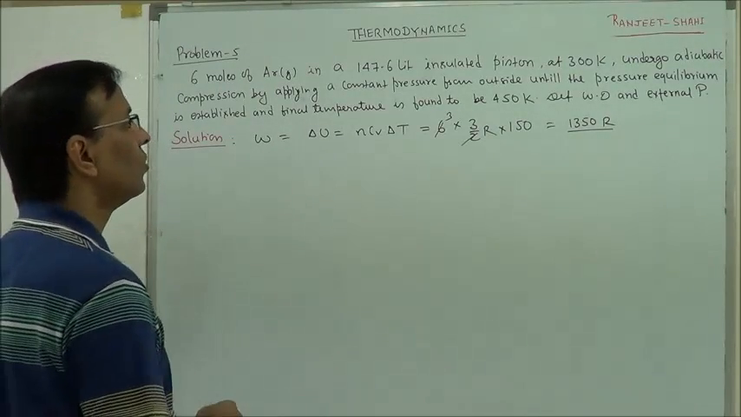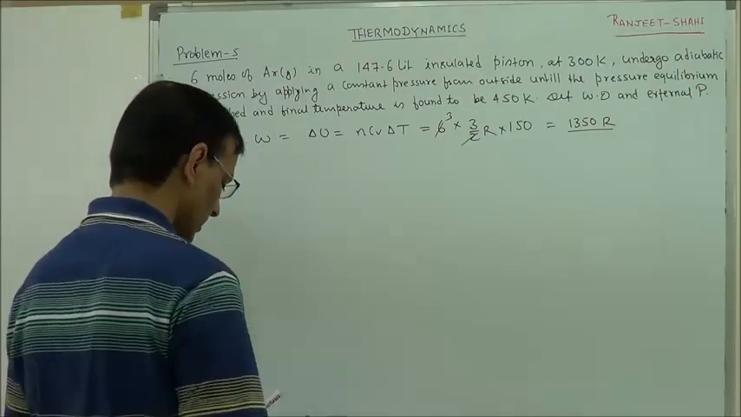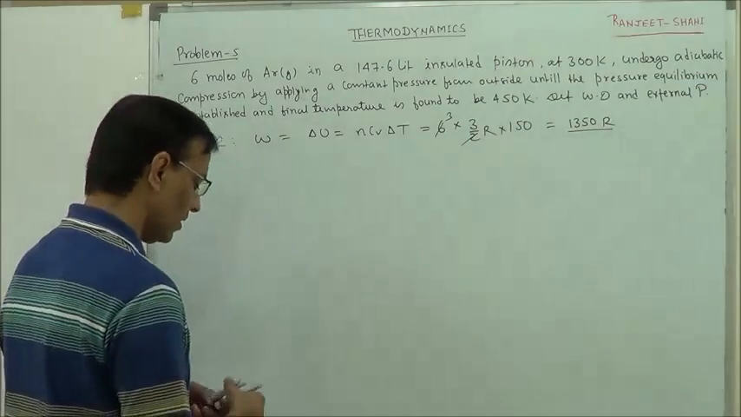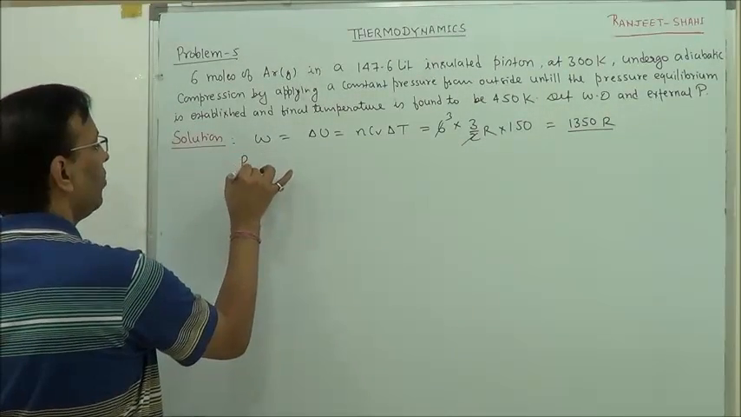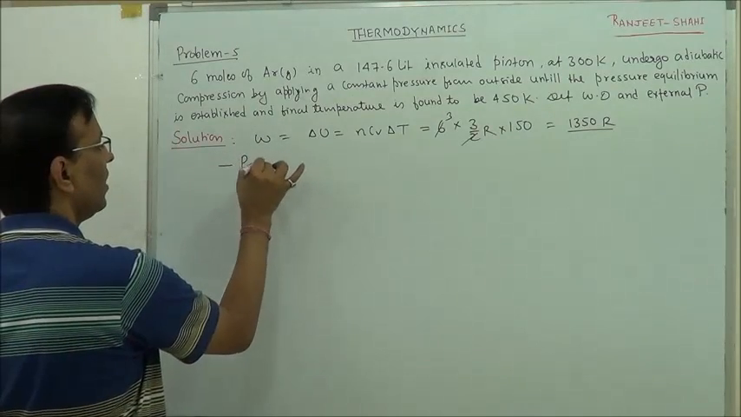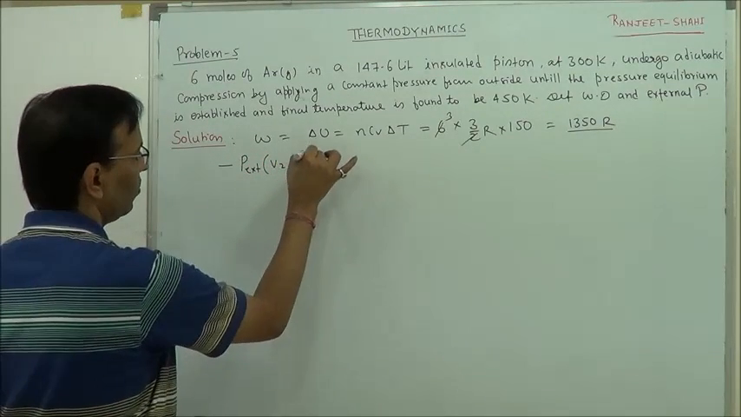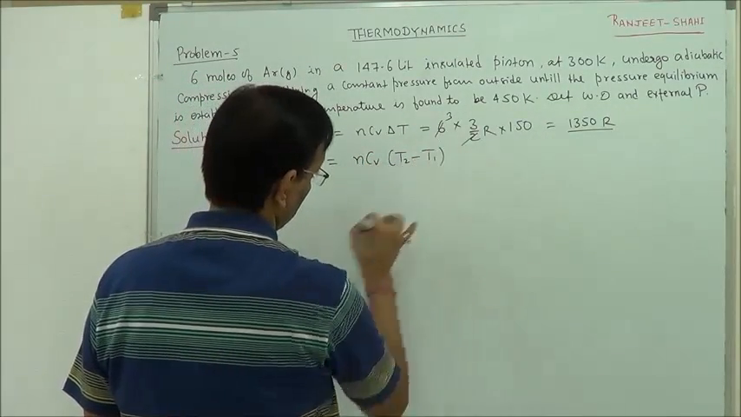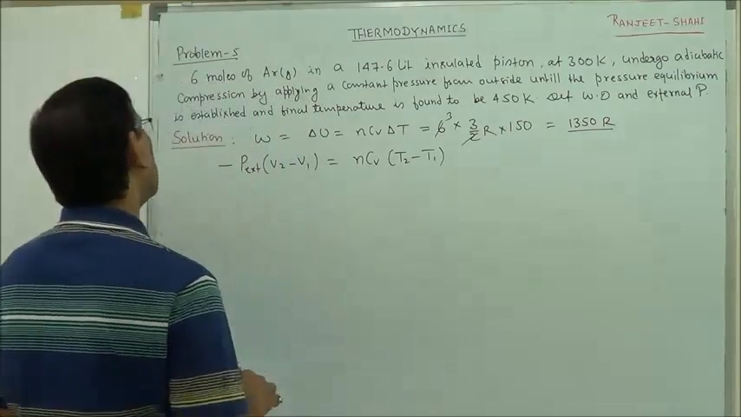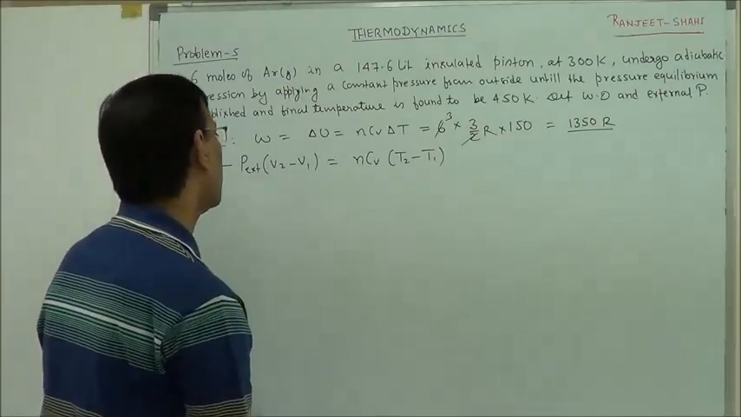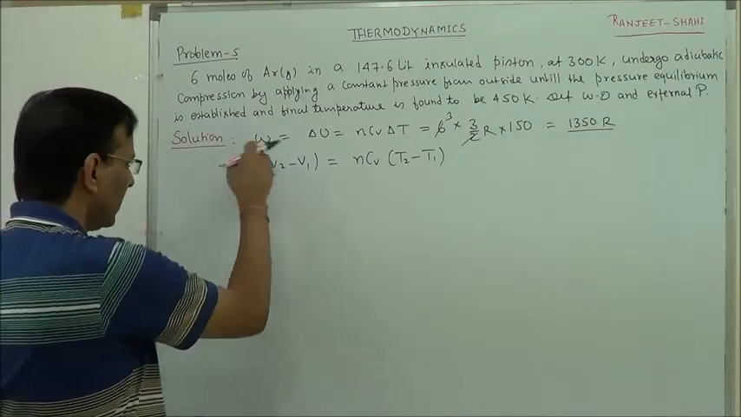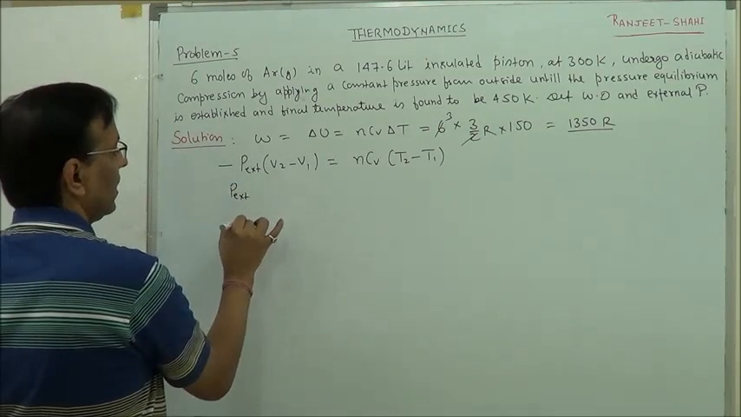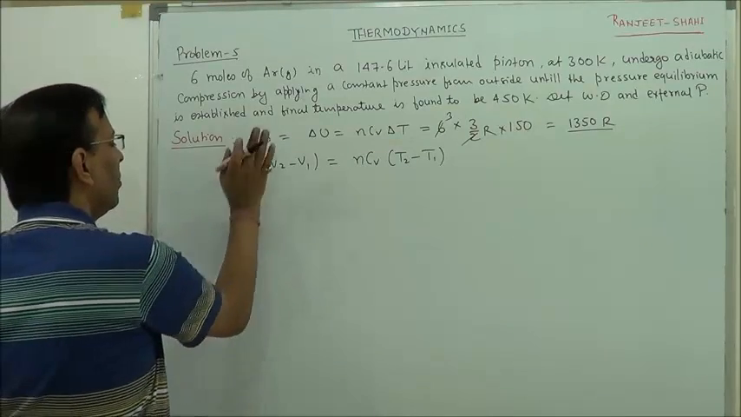Now what to do to determine the external pressure? We'll have to apply the relationship of the irreversible adiabatic process, where minus P external into V2 minus V1 is equal to nCV T2 minus T1. Substitute volume in terms of pressure and temperature. Take this minus sign inside. So P external, let this be P only.